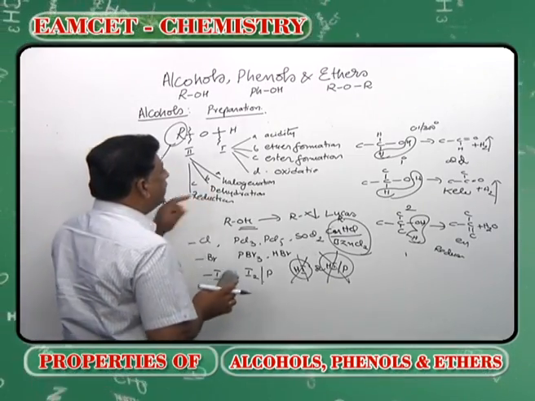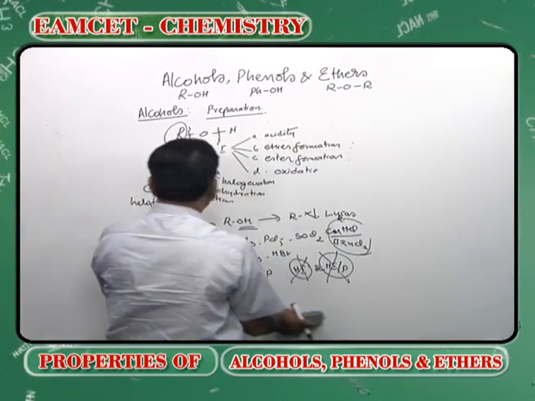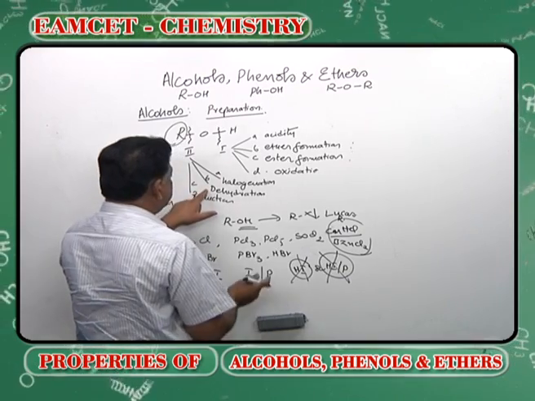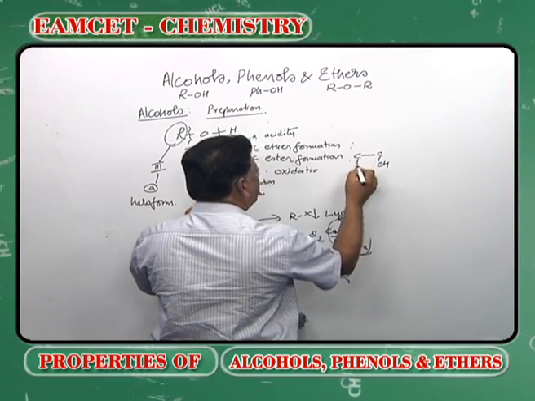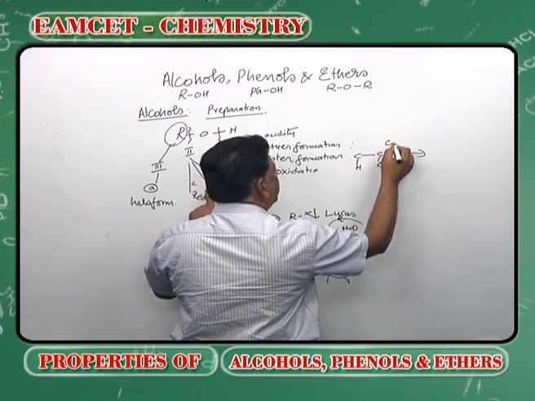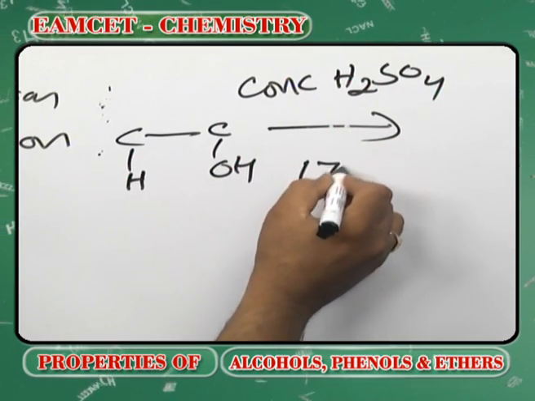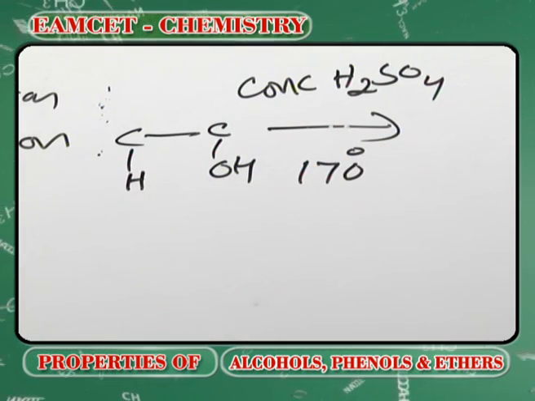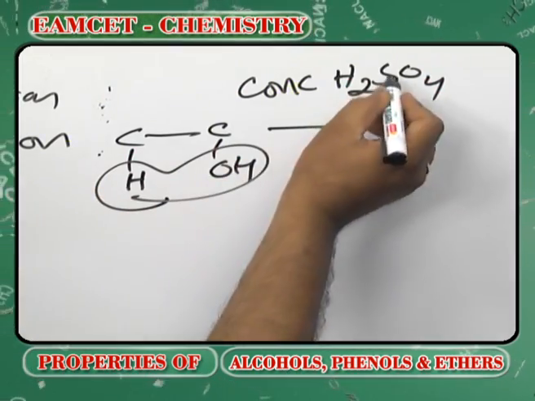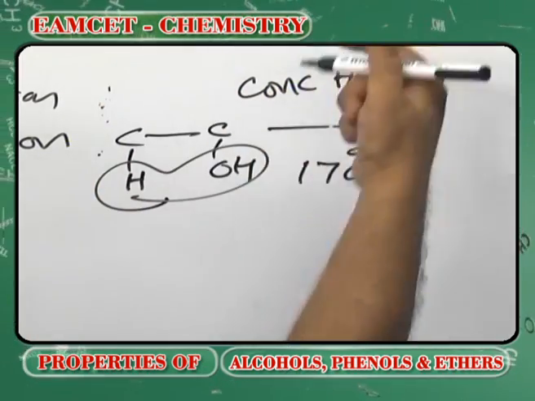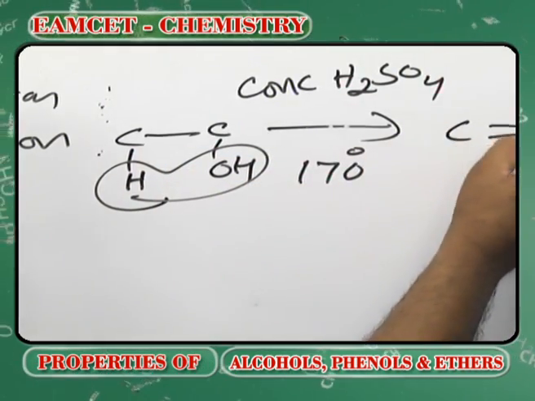Now coming to the dehydration concept. That is the second type of reaction, dehydration. When you heat alcohols with concentrated H2SO4 at 170 degrees, or beyond 140 degrees, HOH will be taken away, the water goes to the sulfuric acid, H plus is given, it becomes H3O plus, and the compound becomes an alkene.